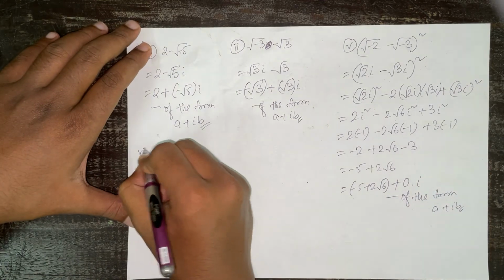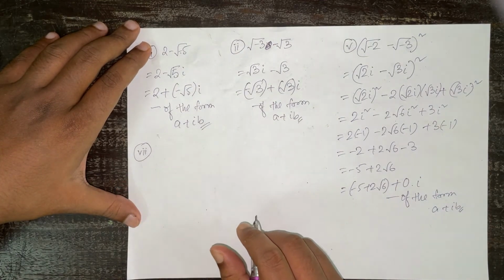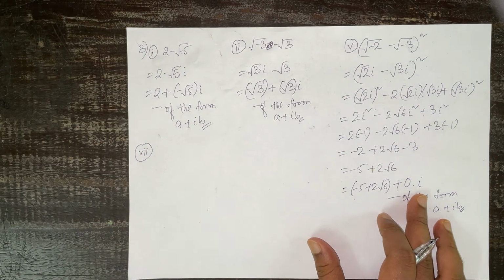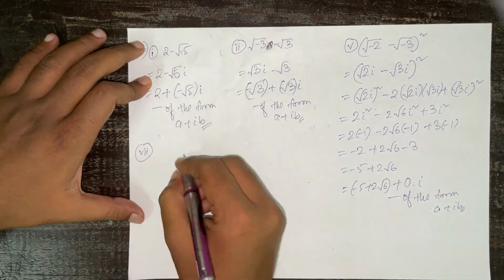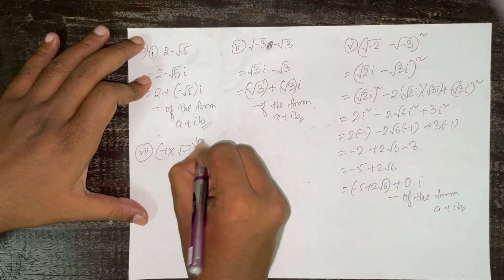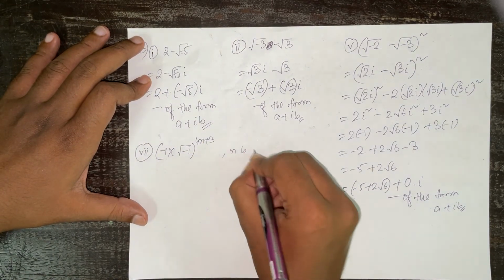The last one for the video. Number 7. So what do we have in question number 7? We have to find, where n is a positive integer. So how do we do this? Let's go. It is minus 1 into root over minus 1, to the power 4n plus 3. They have said n is a positive integer.